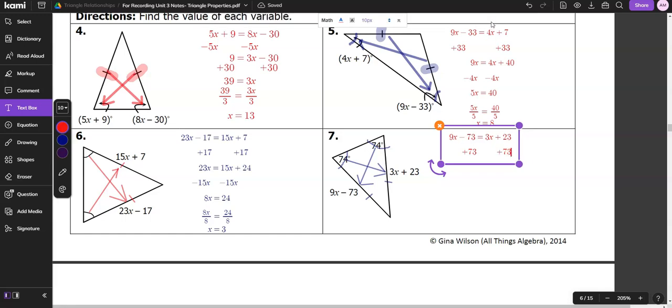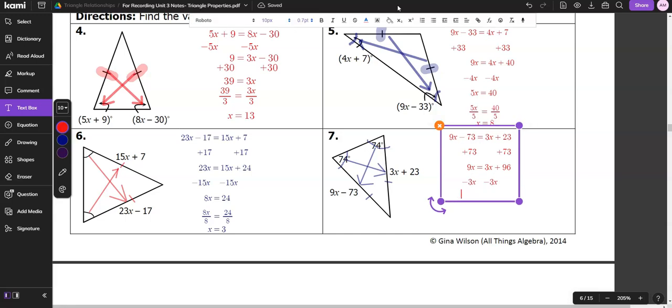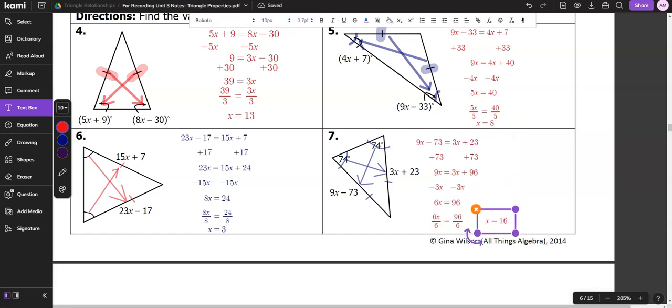Okay, so that tells me we now have 9x is equal to 3x plus 96. We're going to subtract 3x from each side, which will leave me with 6x is equal to 96. We're going to divide both sides by 6, which gives us x equals 6. So what I want you to do is go ahead and take a moment, pause right here, make sure you have these 4 problems copied into your notes.